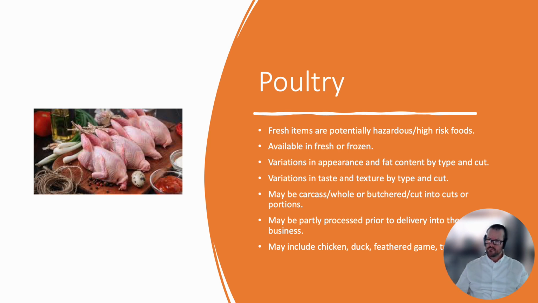Okay. It comes fresh or frozen. It comes portion control or by the cut, of the different variations. Yeah, chicken, duck, game, turkey, quail. It's multiple classifications there. The benefit of grouping poultry together is handling it and how you trim it is all very similar.